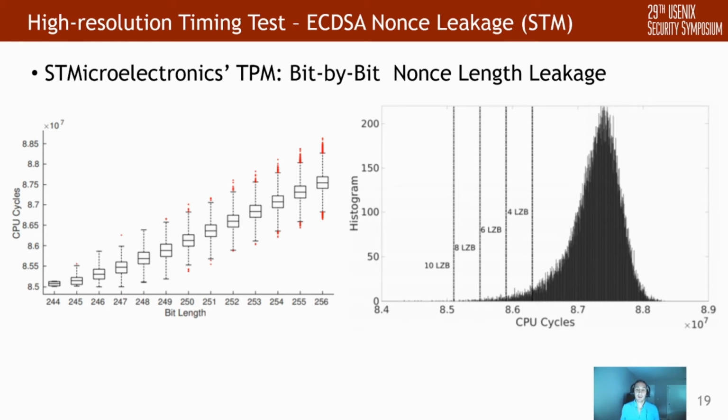But instead of every 4 bits, we see that for every additional 1 bit of 0 in the most significant bits, the signature is generated faster.